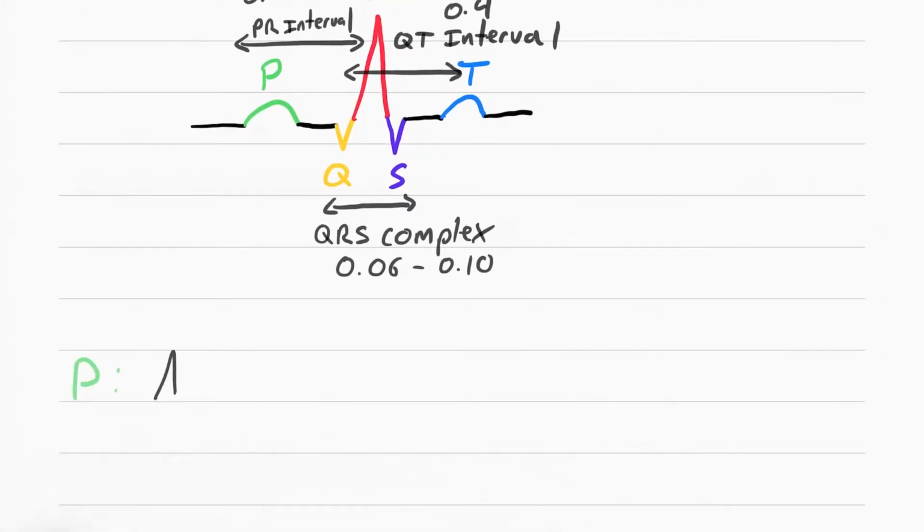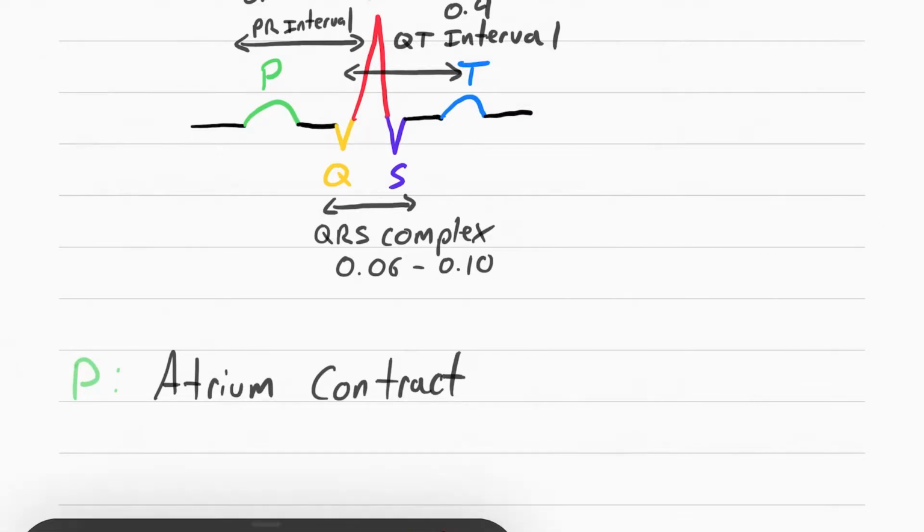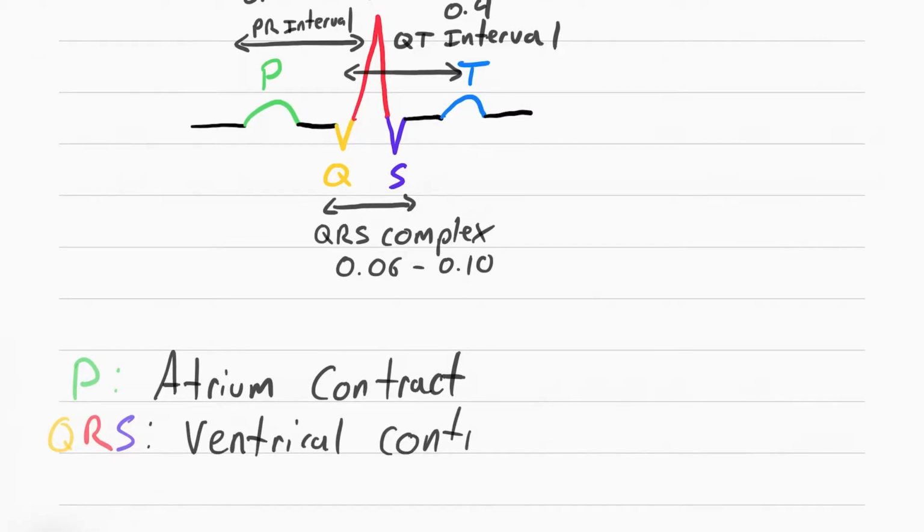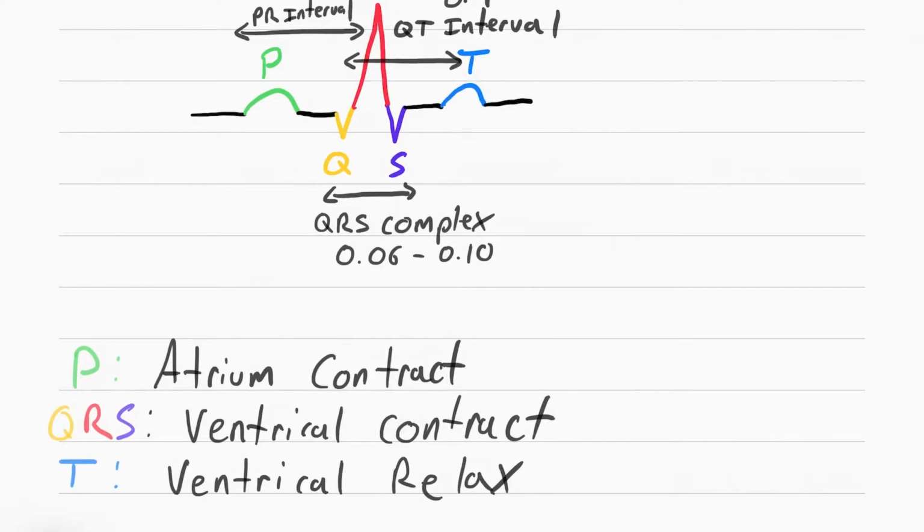Now the P wave means the atriums are depolarizing and contracting. The QRS is the ventricles depolarizing and contracting, and the T wave is the ventricles repolarizing and relaxing.